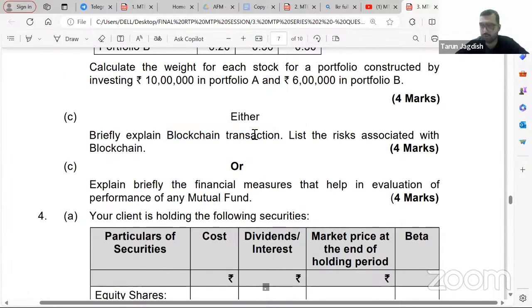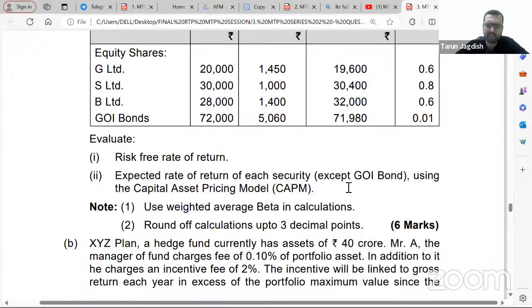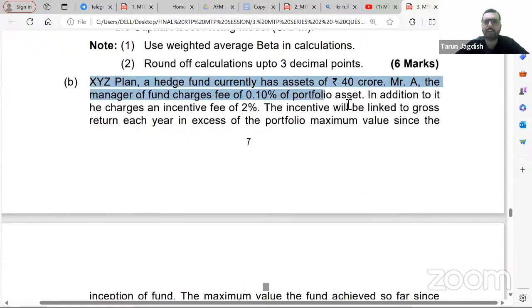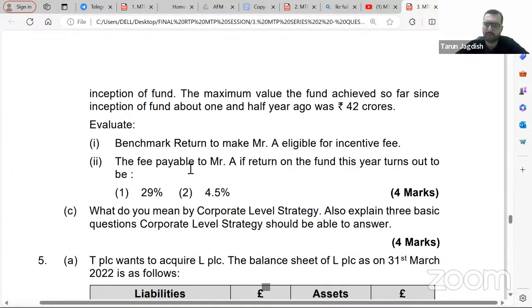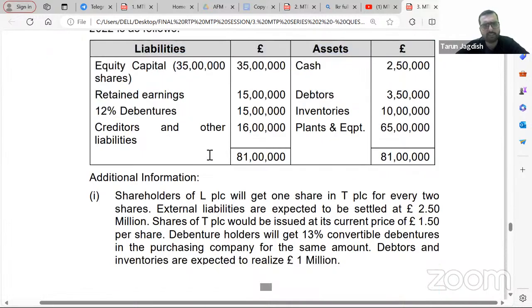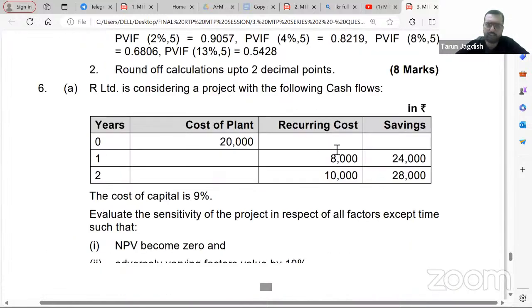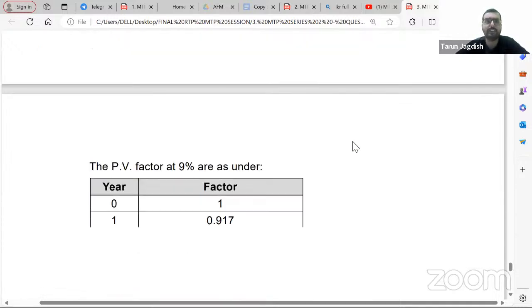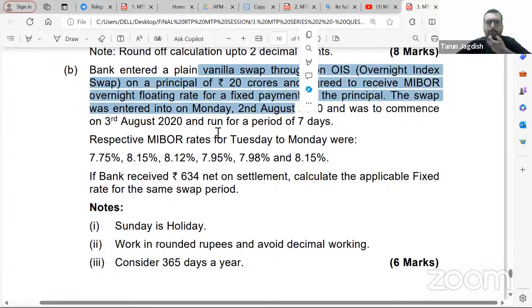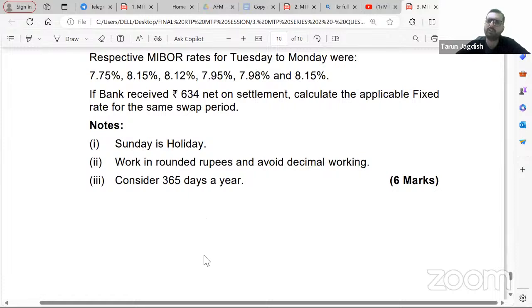Blockchain, again, a very good theory question, friends, that's coming in the new syllabus. We will discuss that on Saturday. This question I have given as homework for the class students, done in the regular class. Same thing, CAPM. XYZ hedge fund, 40 crore, 0.1% portfolio asset, fund manager's salary. CA is a fund manager. We have done this. TINC, this is a restructuring problem. We have done this in class. Mutual fund, plan D, plan B, already done. This question, sensitivity analysis, we have done this. Plain vanilla swap, 20 crore. Same question done in class. Answer is also given. So friends, already all these questions are covered.